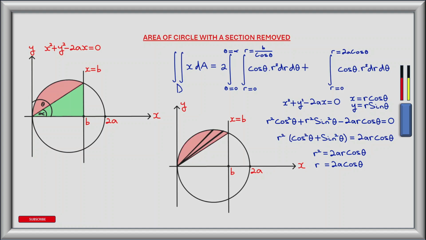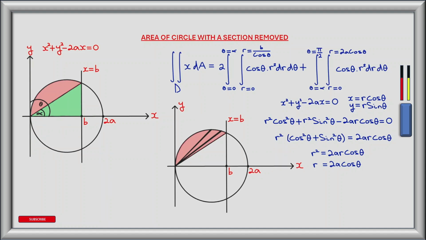And once again, we're integrating x dA, which converts to cos theta r squared dr d theta in polar coordinates. Our second integral will be from theta equals alpha to theta equals pi by 2, as this covers the red shaded area and it will sum all the infinitesimally small slices of area from the first integral. As before, we need to multiply the double integral by 2 in order to capture the area shaded in red below the x-axis. Now we've defined the double integral, I'll evaluate it in part 2.